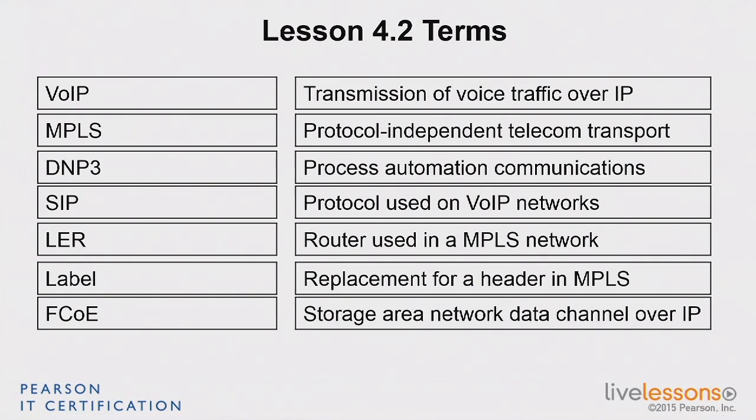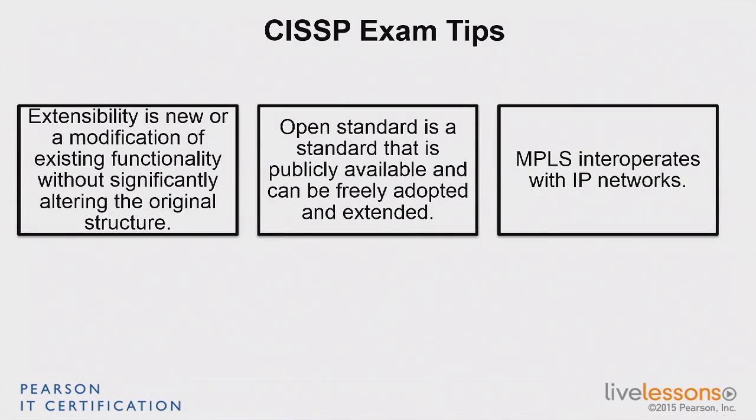We're going to end Lesson 4.2 with our 3 CISSP exam tips. The first one is that extensibility is new or a modification of existing functionality without significantly altering the original structure. That's going to be our definition of extensibility. We said we have some of that in IP4. It's really built right into IP version 6. An open standard is a standard that is publicly available and can be freely adopted and extended, and that MPLS networks interoperate with IP networks.